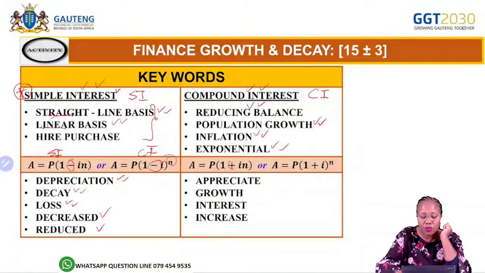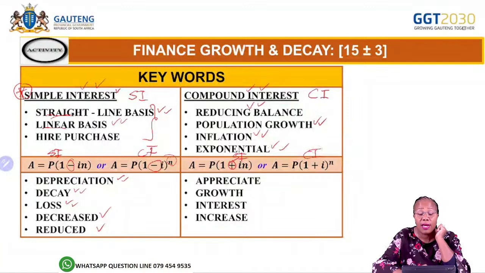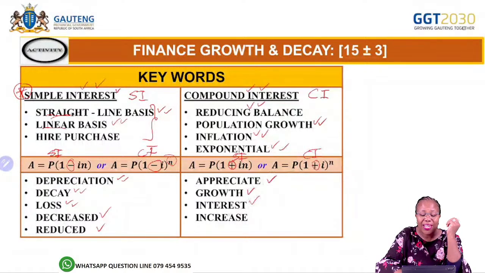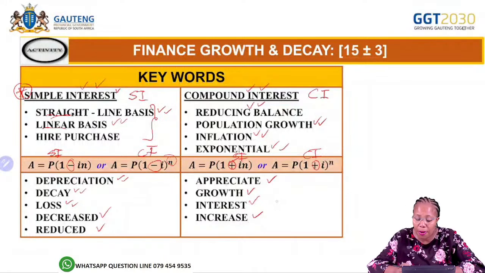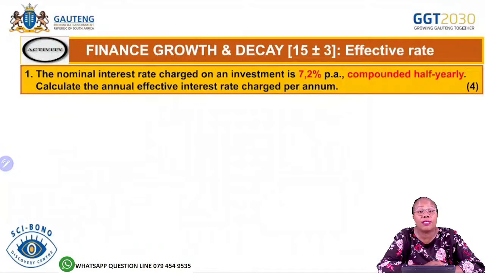And then with the plus one, this is for simple interest, and that one is for compound interest. With the plus one, you check for the word appreciating. The minute it says the value is appreciating, or there's a growth in value, or there is an interest gained, or there is an increase in amount, therefore this is a plus formula, either simple or the compound interest. So I hope these keywords will assist you in making correct decisions, grade 12.